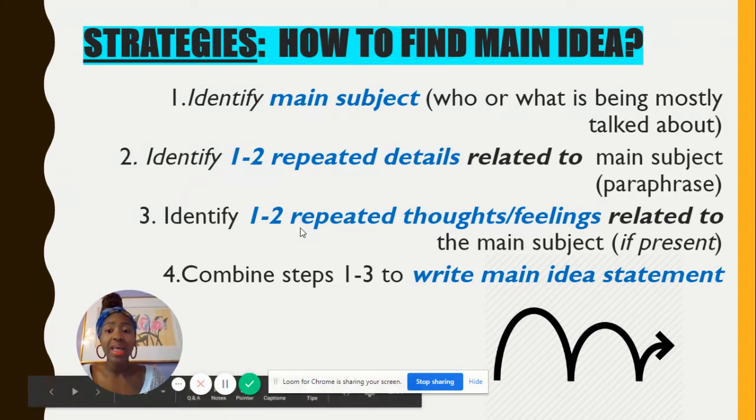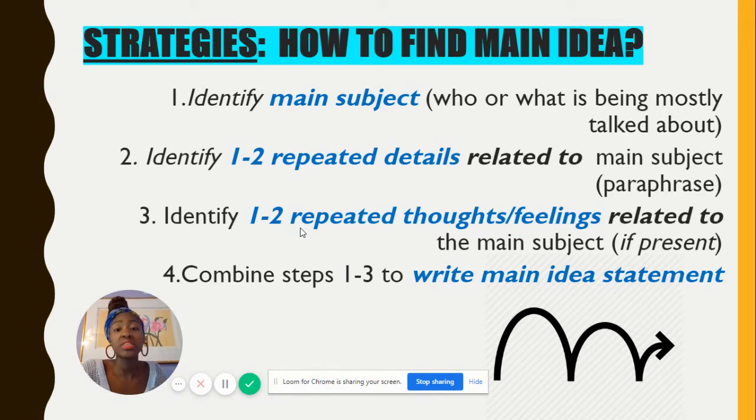In our third step, identify 1 to 2 repeated thoughts or feelings related to the main subject. Is there a thought or is there a feeling that has been repeated about that who or what? Now, notice I put in parentheses, if present. Sometimes the thoughts or feelings are not always present. So definitely make sure that you look and notice it. Sometimes there might be thoughts or feelings about the main subject, but not always.